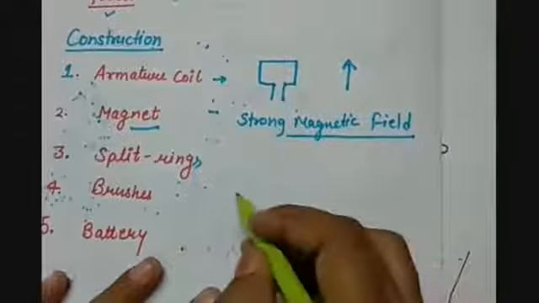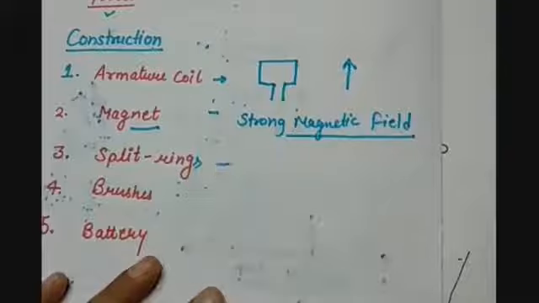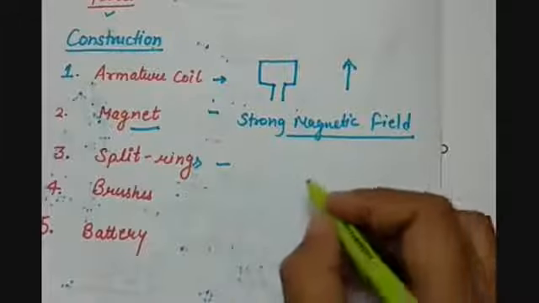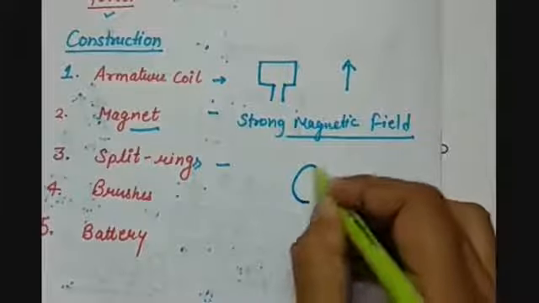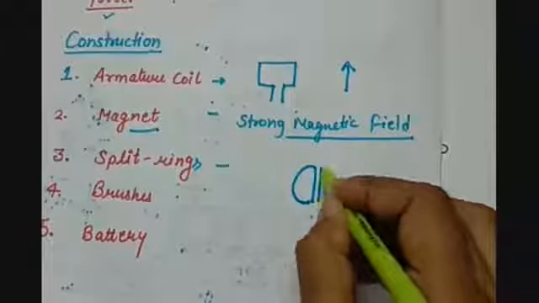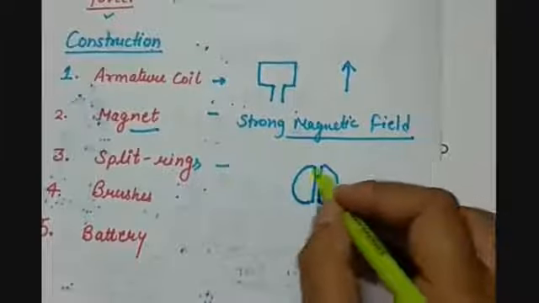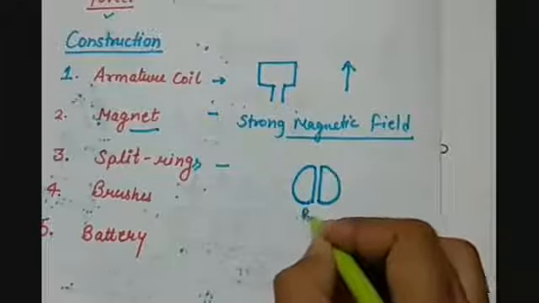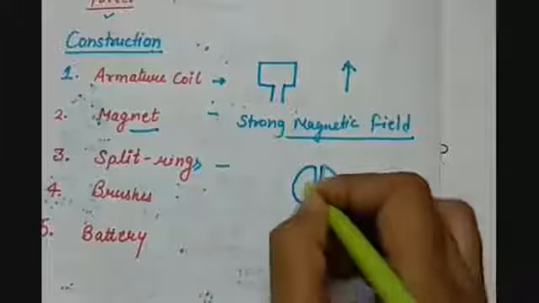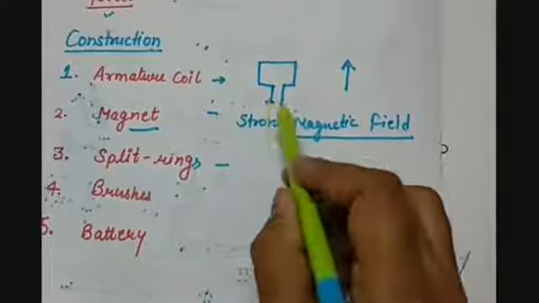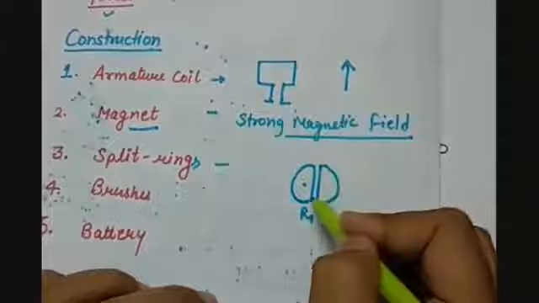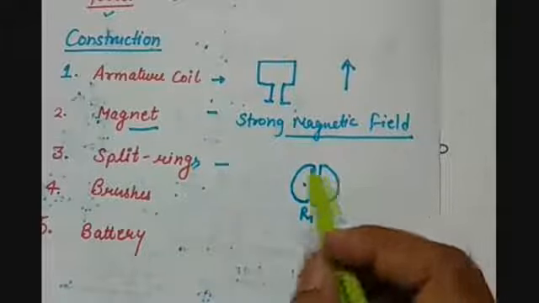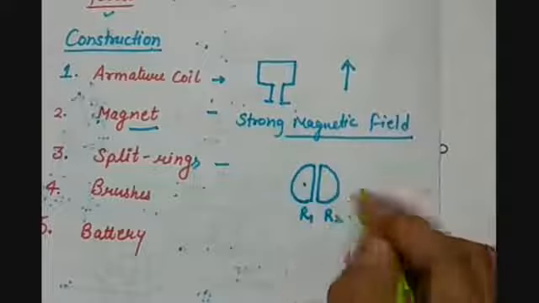Then the third is split rings, or you can call it a split ring commutator. It consists of 2 halves of D shape. This commutator has 2 half D-shaped split rings, which are called R1 and R2, to which the 2 ends of the armature coil will be connected. And this commutator is used to reverse the direction of the current.